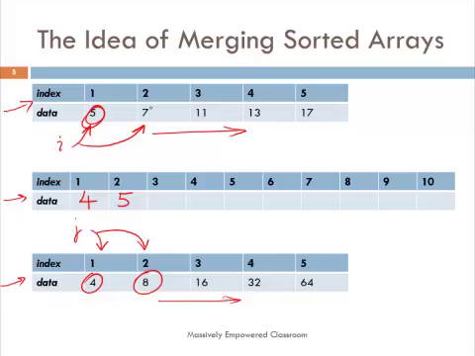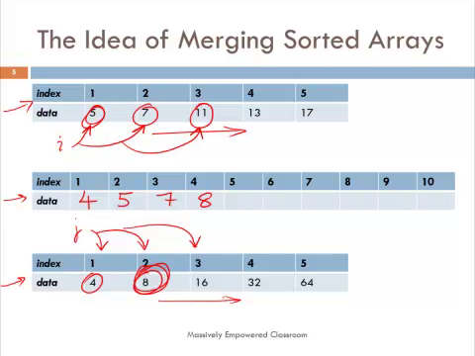So now we compare 7 which is pointed to by i and 8 which is pointed to by j. In this case 7 is smaller than 8, so I copy 7 here and i gets advanced to its next element, j stays where it was. So now we compare 8 with 11. Whichever one is smaller, in this case 8 is smaller, we copy 8 to the next element of the resulting array, and now we advance j to point to the next element.